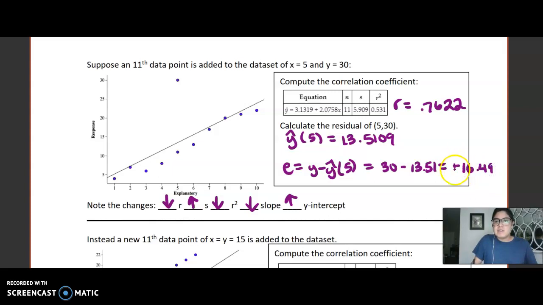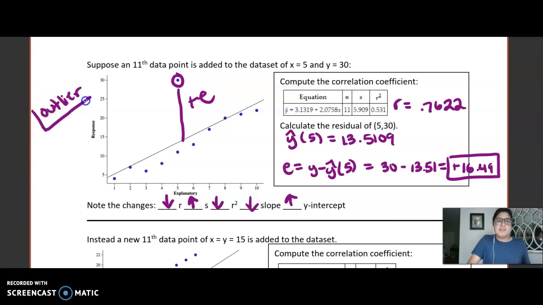16.49. So we are definitely under predicting, because here's the actual data point and we predicted it to be way up here. So this is going to be a large residual. When it's a large residual like this, we call this an outlier. So this is an example of an outlier that you might see.